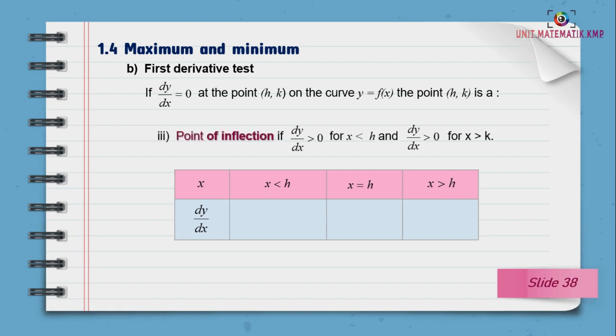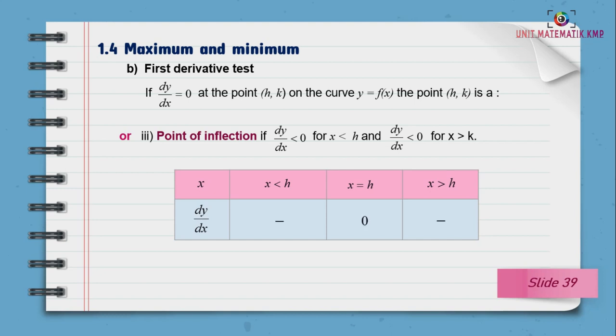Next, we consider the point of inflection. If dy/dx is more than 0, or positive, for x less than h, and dy/dx is also positive, or greater than 0, for x greater than h. The conclusion is the gradient, or dy/dx, does not change. Then the point is an inflection. Or the point is also an inflection if dy/dx is less than 0, negative, for x less than h, and dy/dx is less than 0, negative, for x greater than h, and the gradient also does not change. Therefore, the point is an inflection.